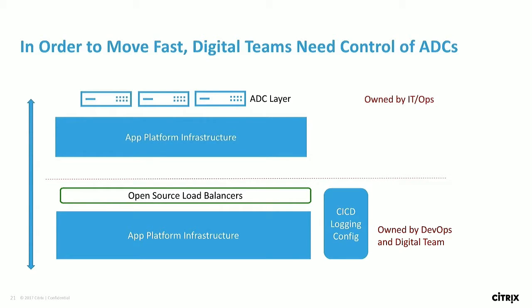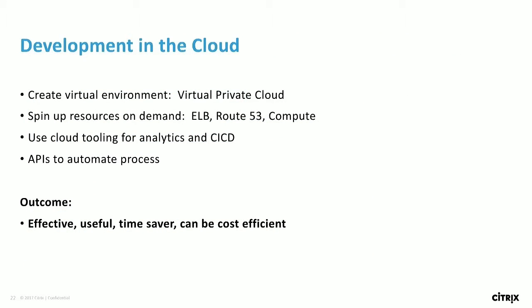So in the next slide, Nihal, what we're seeing is when you're developing in the cloud, this case is using all the cloud elements, right? Here, I spin up in AWS, I create a virtual private cloud. I use AWS elements like a load balancer like ELB, and I use their DNS services, Route 53, and I use, of course, their compute capacity. And AWS has a variety of tooling for analytics and CI/CD, so I can use those. And then I can use APIs to automate this, right?